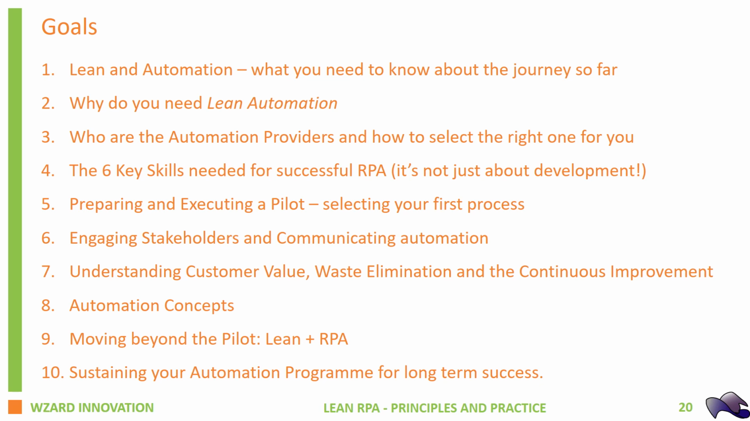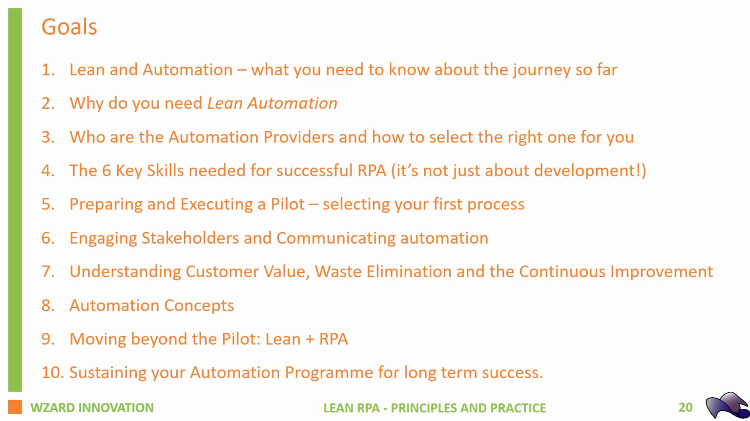So we've covered lean and automation, why you might need it, who are the providers, and how do you select the right one. We've covered the 6 skills needed for a successful RPA, and we've looked at that both in the context of a pilot and in the context of a centre of excellence. Throughout this, it's all about communication to your people, to your customers, and to your stakeholders, and providing a simple mechanism and framework to help you do that. It's about understanding customer value, waste elimination, and continuous improvement, the key elements of lean, all underpinned, of course, by running this in collaborative teams.